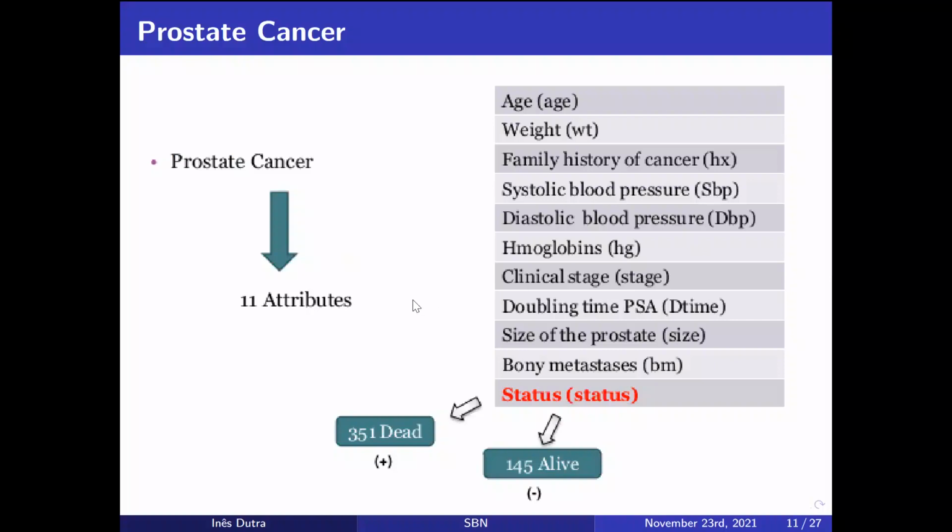So prostate cancer has these variables here. The target variable is the status, and this is what we want to predict. We want to predict the status of the patients with these variables along the time, although we are not using any dynamic Bayesian network here. We are using just the static Bayesian network. We had 351 patients that died and 145 that were alive 5 years after the surgery.